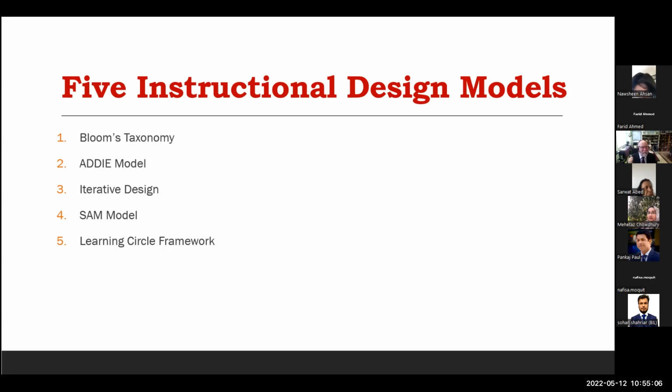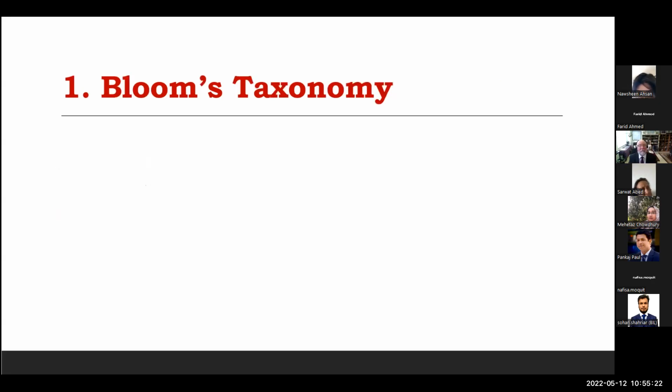Bloom's taxonomy, which you probably have heard of, the ADDIE model, Iterative Design, the SAM model, which is actually a simplified version of the ADDIE model, and something called Learning Circle Framework. Okay, so those are the 5 that I'm going to try to talk about a little bit.